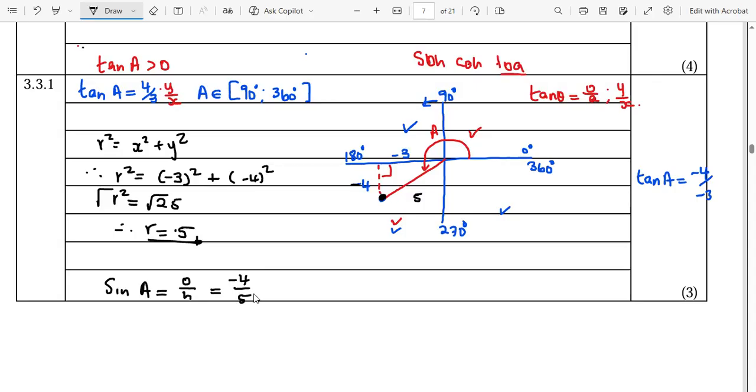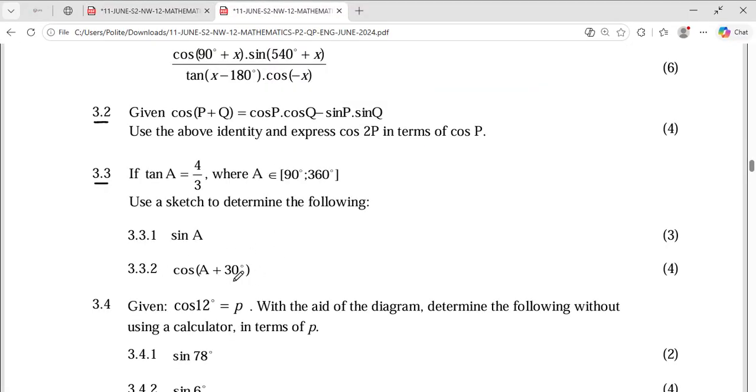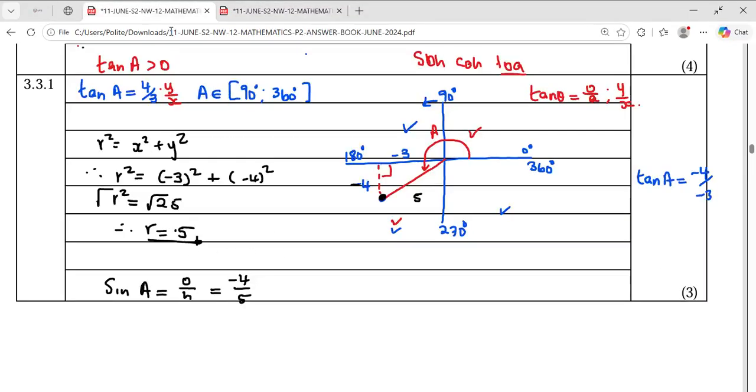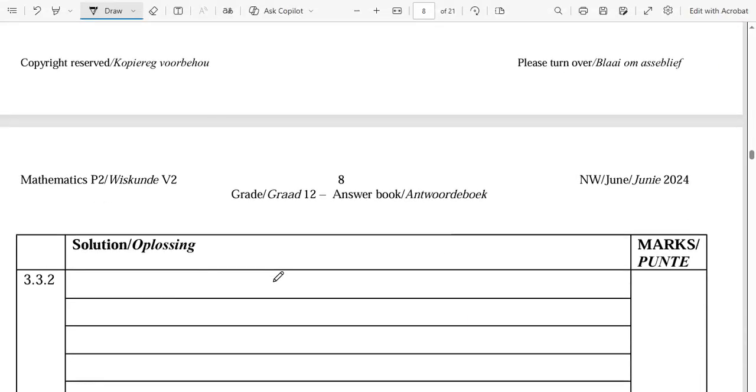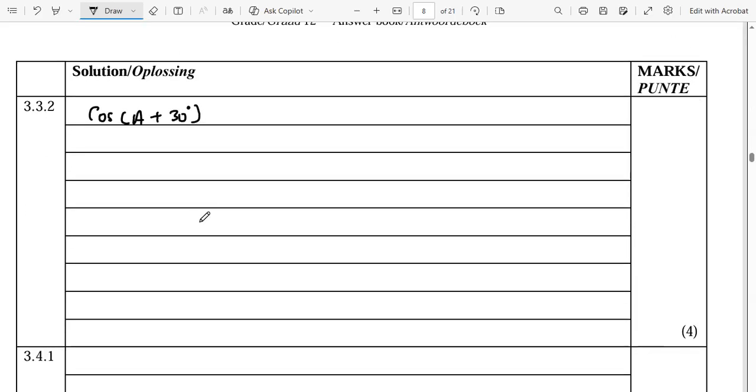Let's answer the next one. 3.3.2, they want cos of A plus 30 degrees. So we are adding two angles. What comes to your mind? The cos of A plus 30 degrees, I'm adding two angles. What comes to your mind?